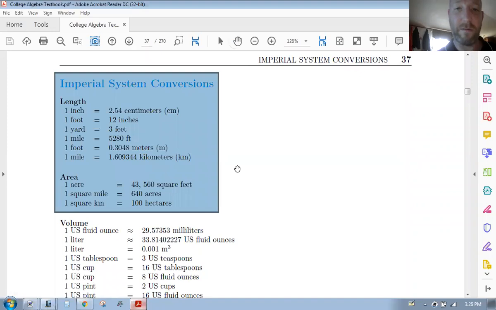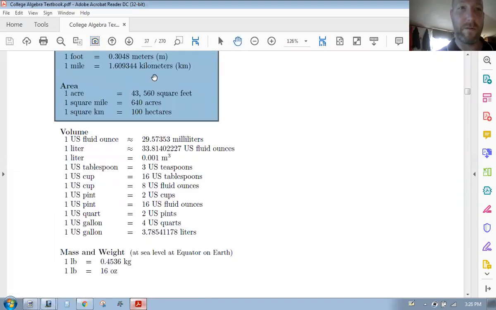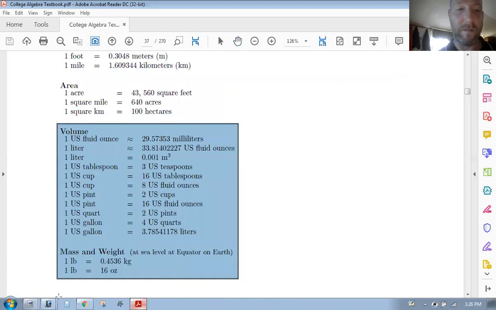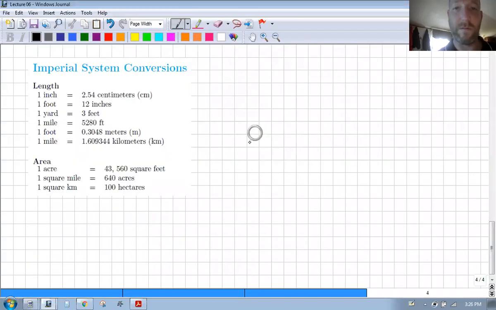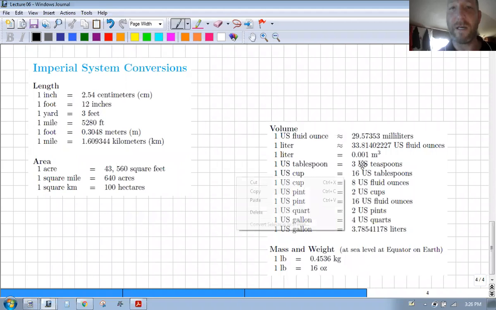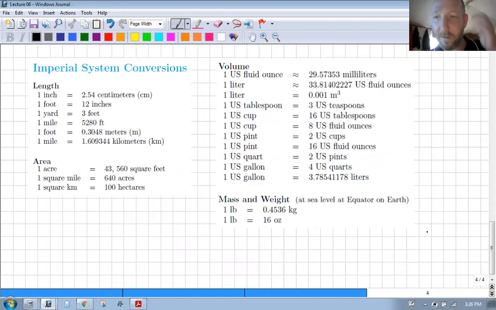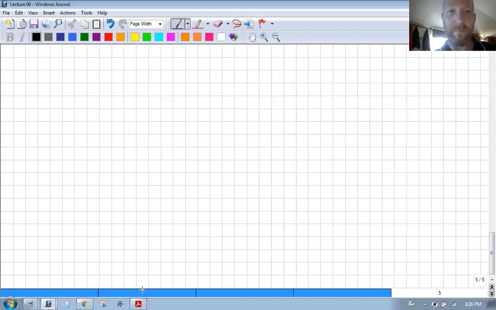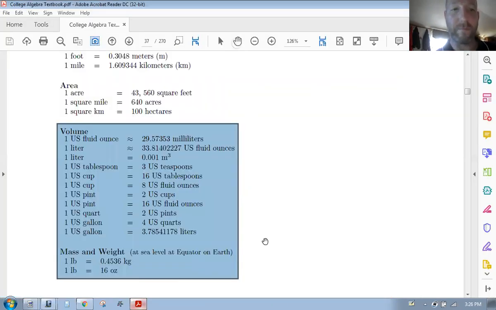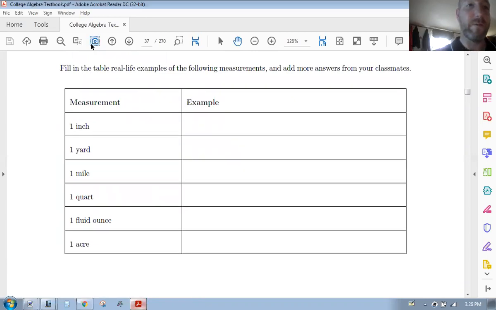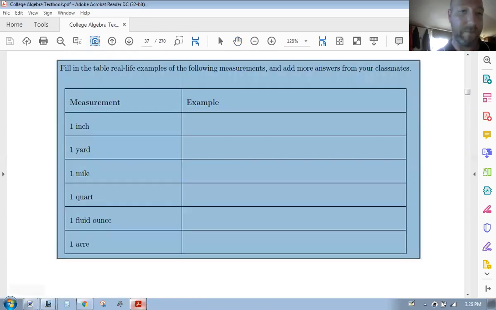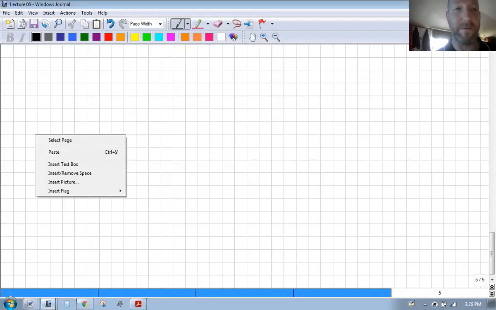These and these. So we're going to use these a lot. There are conversions here. Fill in the table with real life examples. Let's see. Another one of these. We've done these a few times here, right?